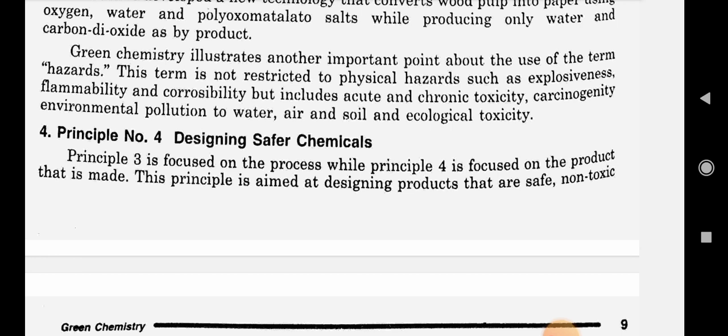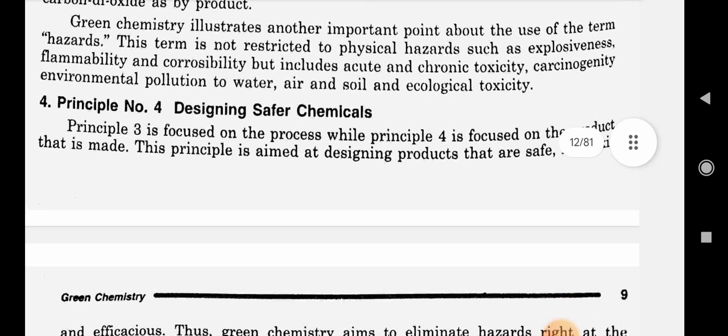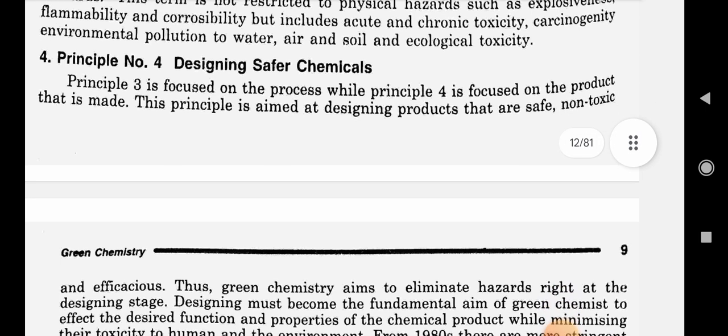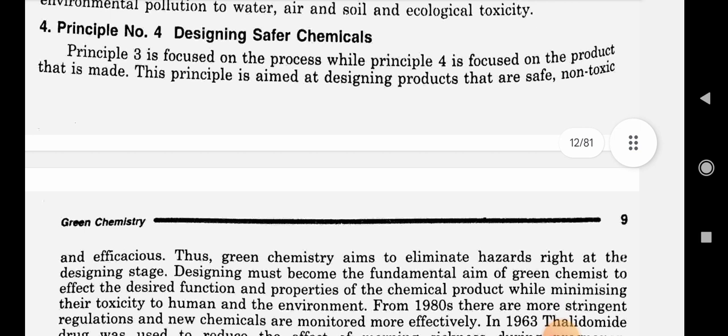Green chemistry illustrates another important point about the use of the term hazards. This term is not restricted to physical hazards such as explosiveness, flammability, and corrosivity, but includes acute and chronic toxicity and carcinogenicity, fundamental pollution to water, air, and soil, and ecological toxicity.